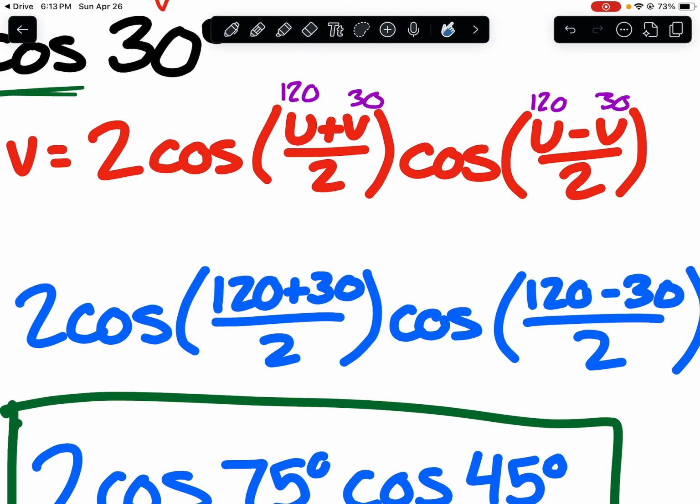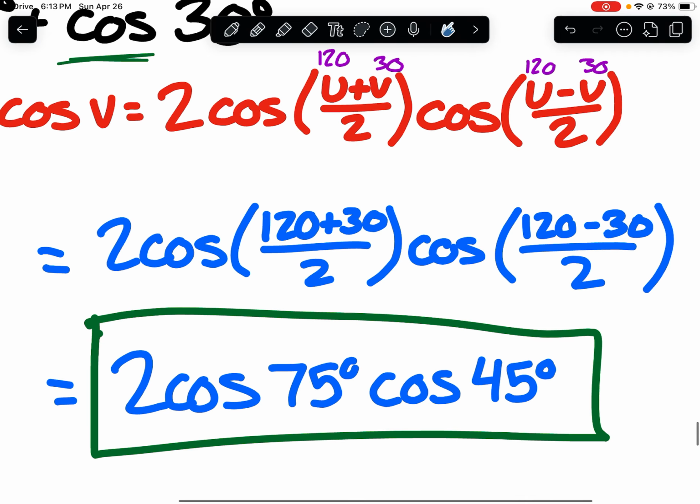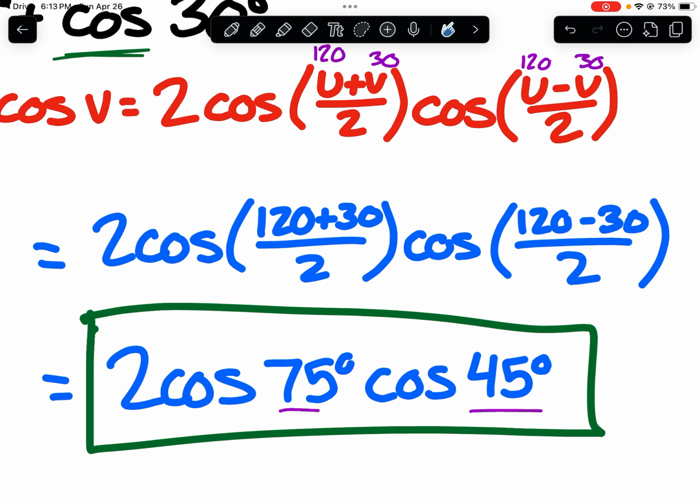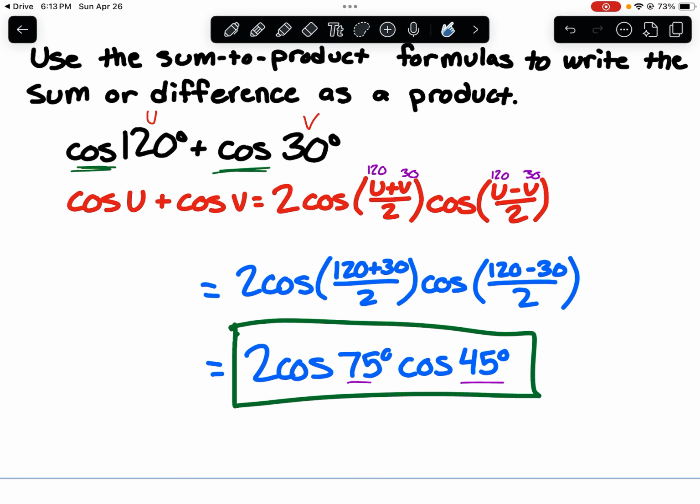So the 120 plus 30 over 2, 120 minus 30 over 2, and then just like the previous ones, we want to try to simplify that down to a single number. So 120 plus 30 is 150, divided by 2 gets you the 75 here, and then the 120 minus 30 is 90, divided by 2 gets us the 45, and again, that's where we're going to leave it, okay, just as an expression with two things being multiplied versus being added.